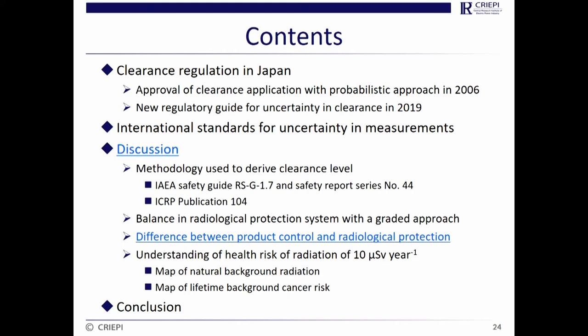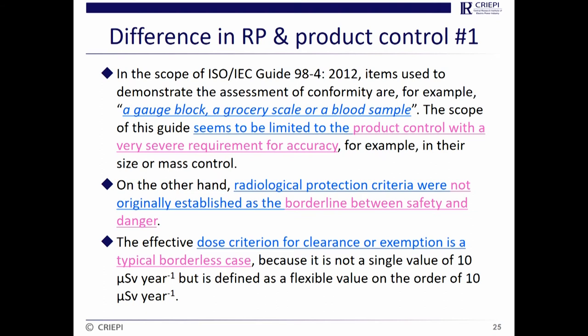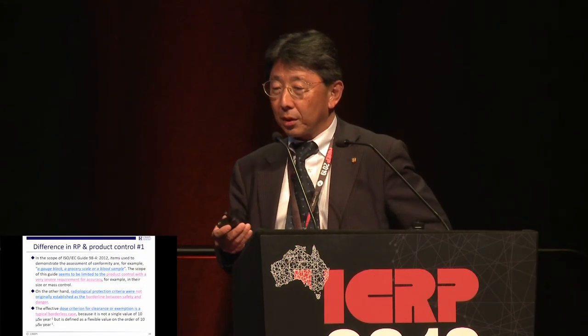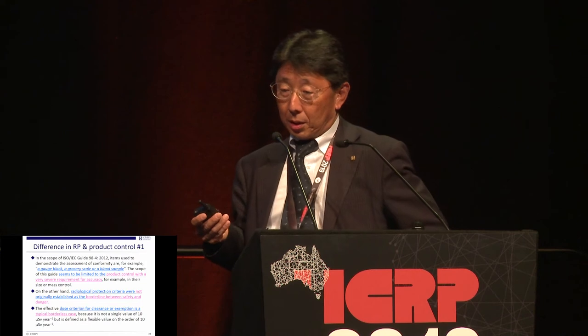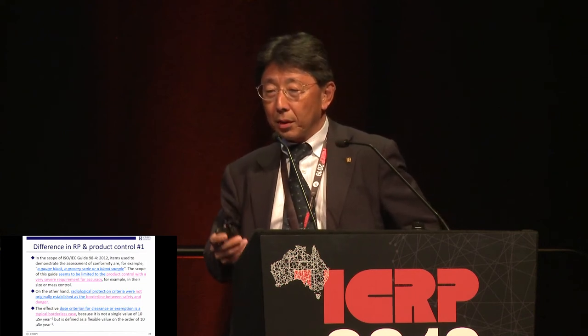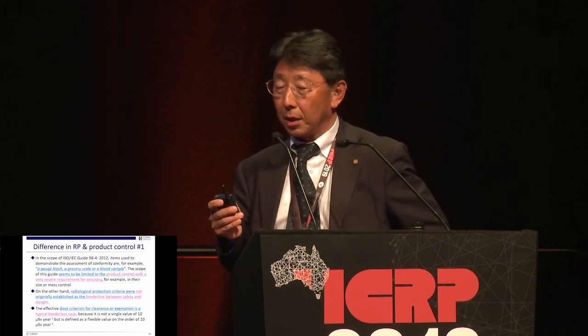And the third point is the difference between product control and radiological protection. In the scope of the ISO/IEC guide, items used to demonstrate the assessment of conformity are limited. For example, a gauge block, a grocery scale, or a blood sample. The scope of this guide seems to be limited to product control with a very severe requirement for accuracy.